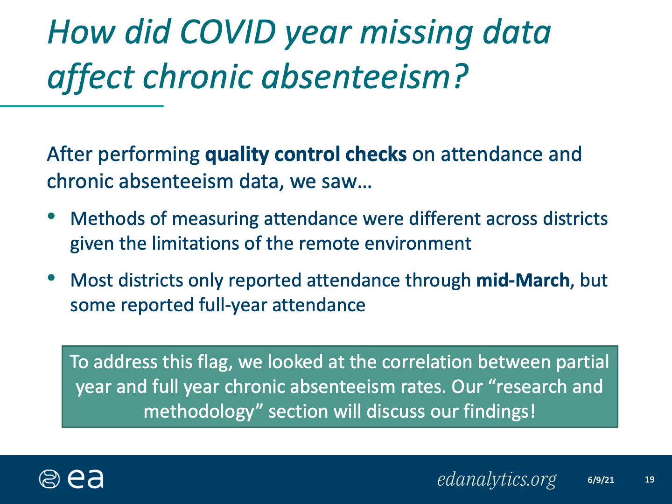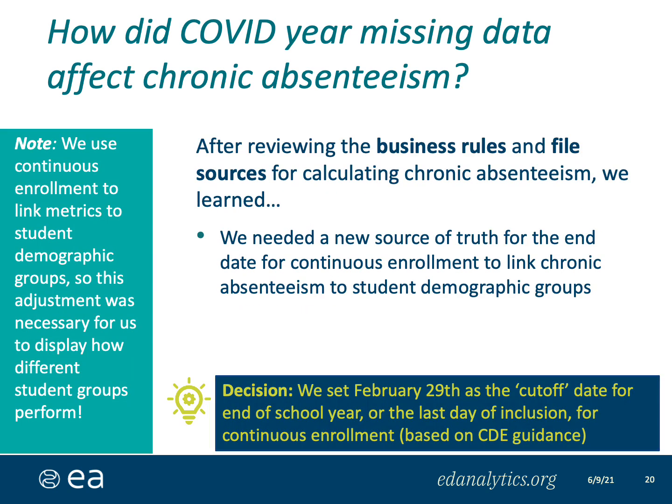To address this flag, we dove into the correlation between partial year and full year chronic absenteeism rates. In the next section, we will discuss our findings. Our investigation into the business rule for chronic absenteeism also yielded some other findings. While the end date for calculating chronic absenteeism is sourced directly from the attendance file, we also use additional data sources to calculate a continuous enrollment measure that links the metrics on the dashboard to student demographics. This allows us to report chronic absenteeism by student group.